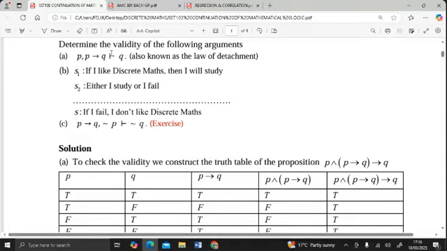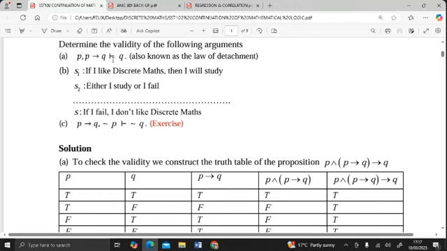We have P, comma, P implication Q, and the conclusion is Q. We call this the law of detachment. But you don't have to remember that this one is called the law of detachment. What we need to know is how to test the validity of this proposition. This one is a compound proposition in itself, and we call this an argument if it is presented in this manner.